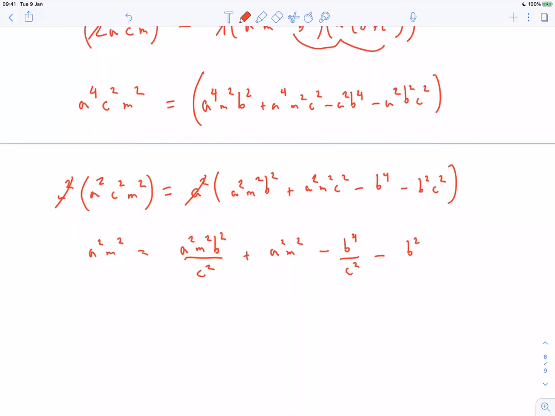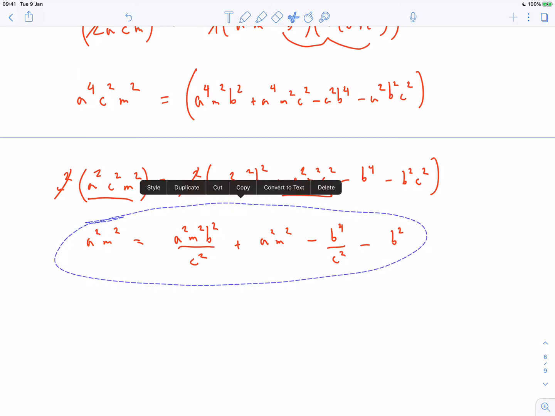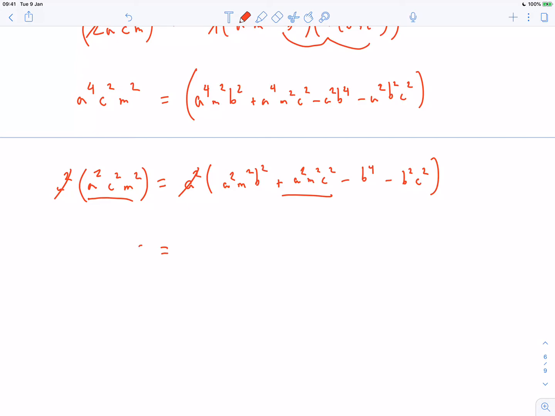Wait a minute, I think I'm just getting mad confused here, because I've got a this on that side and a this over there. So when I just subtract them, oh man, I'm just being silly. I'm going to get 0 equals a squared m squared b squared minus b to the 4 minus b squared c squared. If I divide by b squared, that drops down to a squared, and that becomes a c squared. And then yeah, this falls quite nicely. A squared m squared equals b squared plus c squared.